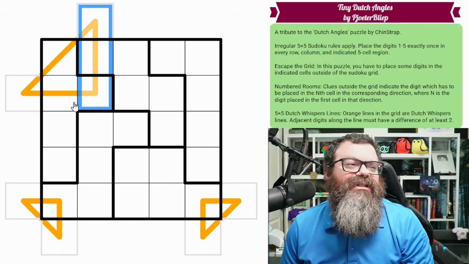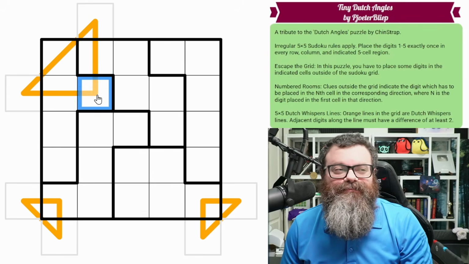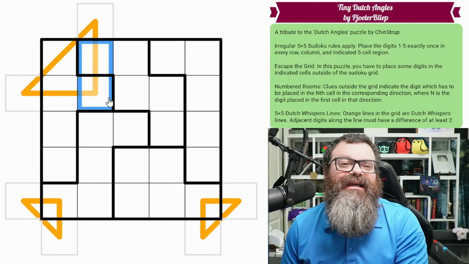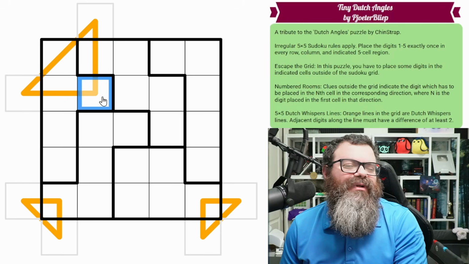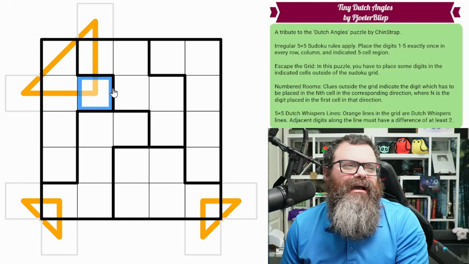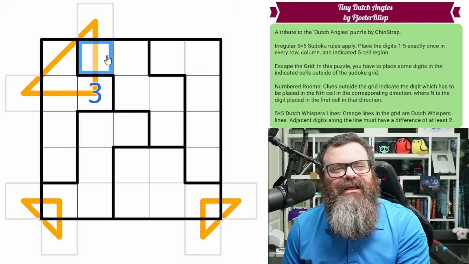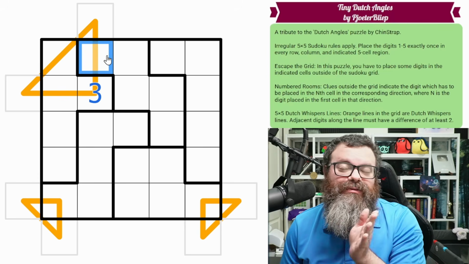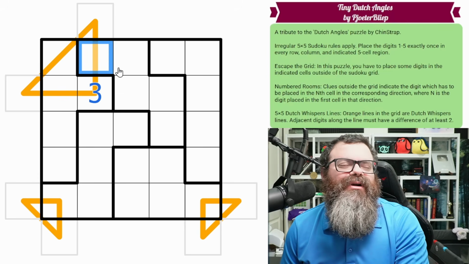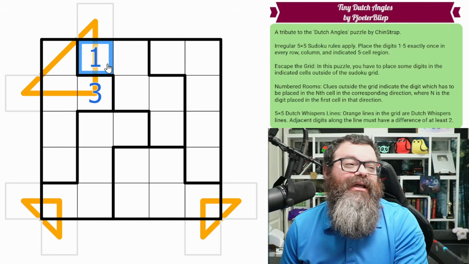We also have these orange lines. These are Dutch whisper lines. Adjacent digits in a line have to have a difference of at least 2. So if this was a 3, we couldn't put a 2, 3, or 4 because that would be 1 or 0 or 1 away. And so we're at least 5 or 6 or 1, right?